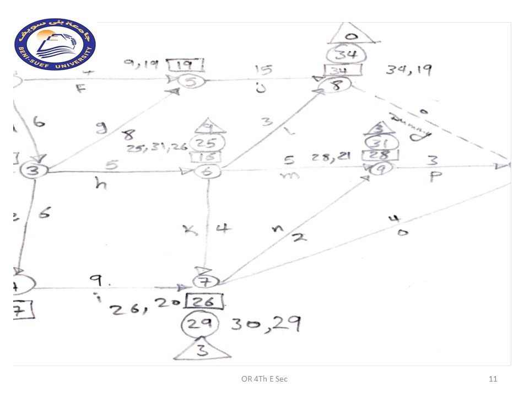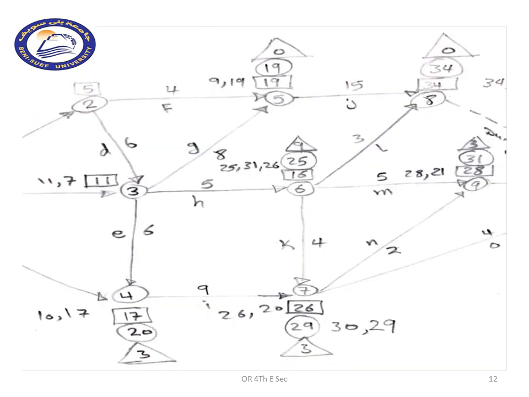This will lead us to node number 5, which is receiving only one time from node number 8, which is 34 minus 15, will give us 19 weeks. Going to node number 4 now. The node is receiving only one time from activity I, which is 29 minus 9, which will give us 20 with a slack of 3 weeks.